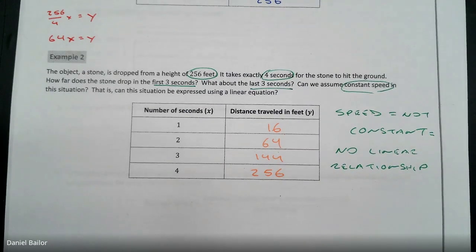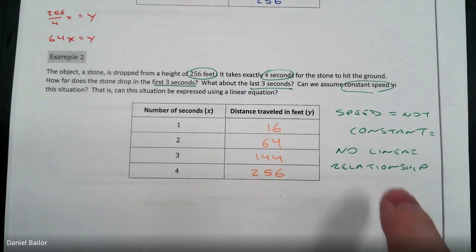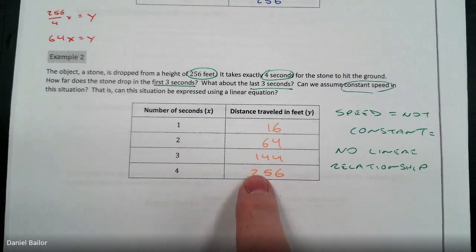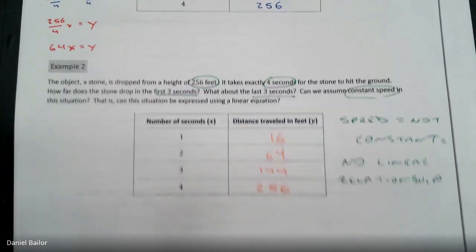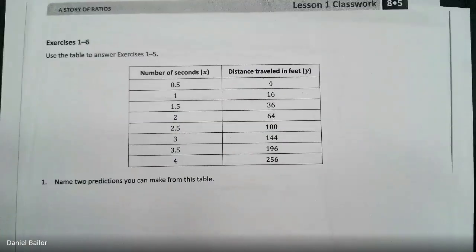So falling things are not linear. So this does not use a linear equation. You cannot use a linear equation for this, but you can use a function. A function is what we use when it's not linear. We call it a function when it's not linear. So let's explore this falling stone a little bit with our exercises starting on page 2.